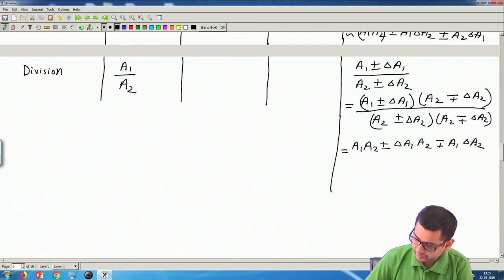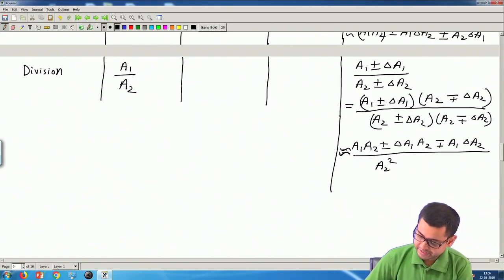Okay, and now ignoring the product of two small terms, this is approximately equal to this, and then let's divide it by A2 square. This is like A plus B and A minus B, which is A square minus B square. So we'll have A2 square, and the product of these two terms, which is small, so I'm ignoring that. Then let's divide it with A2, so we'll have A1 by A2, the first term. One A2 will cancel.